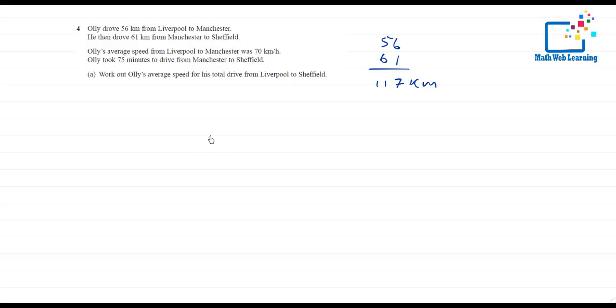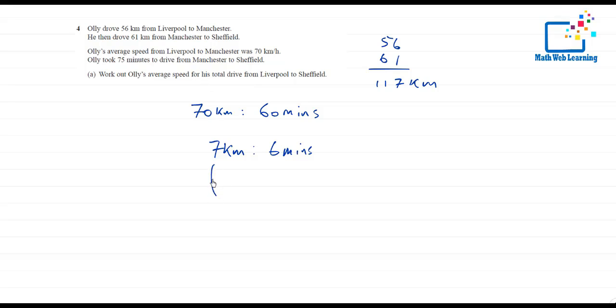That is the first phase, this one here, and the second phase. All right, and so we're going to do the first phase. She did 70 kilometers for 1 hour or 60 minutes. Okay, now I could divide both of them by 10, so that is 7 kilometers for every 6 minutes. All right, and from Liverpool to Manchester is 56 kilometers.